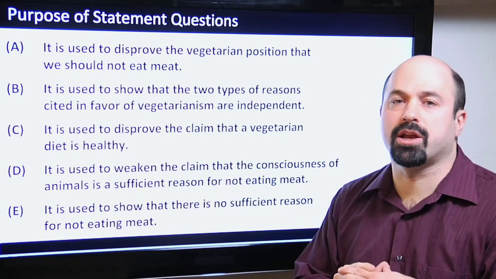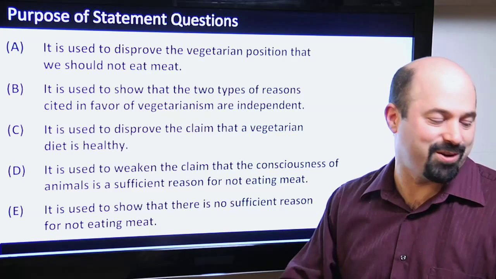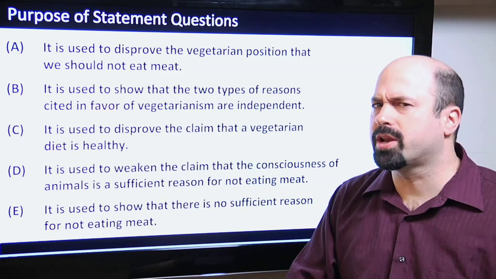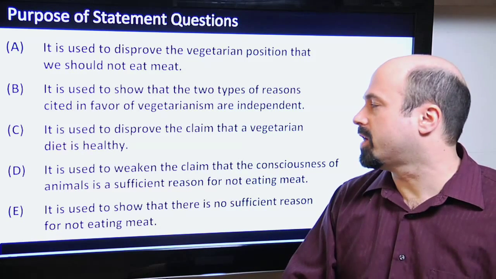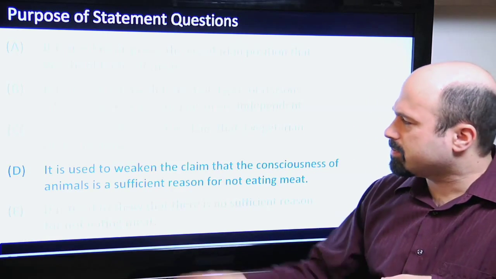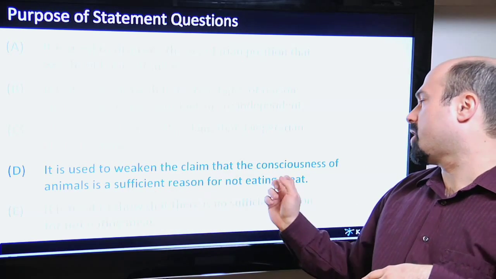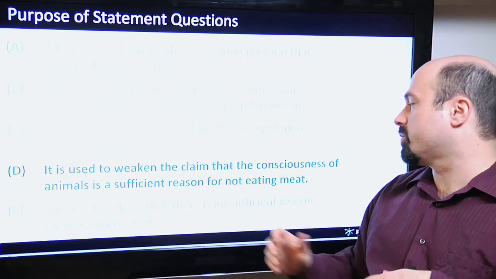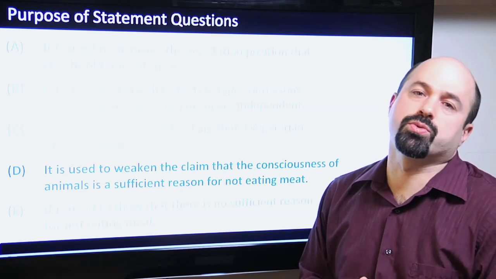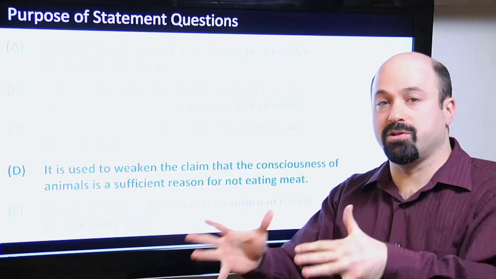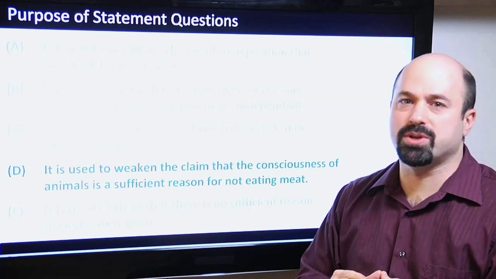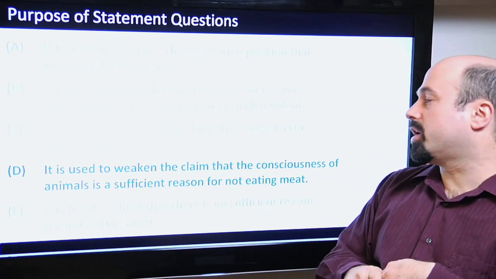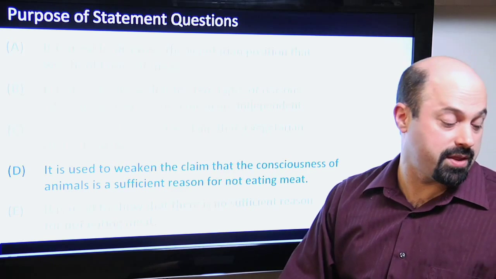And you can take a look at it here, or you can watch us knock it out ourselves. So, if you know that it's undermining that 2 independent argument claim, then you can zero in on D. It is used to weaken the claim that the consciousness of animals is a sufficient reason for not eating meat. And that is the role that it plays, because the author is saying that if you took away the health concern and left only the aversion issue, then that wouldn't be strong enough. So it is used to weaken the argument in that way.